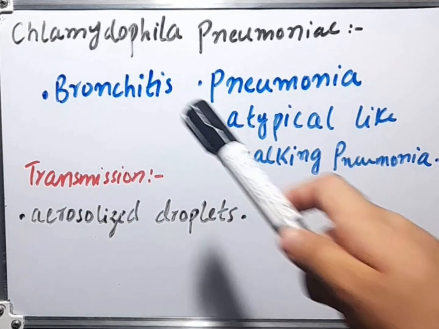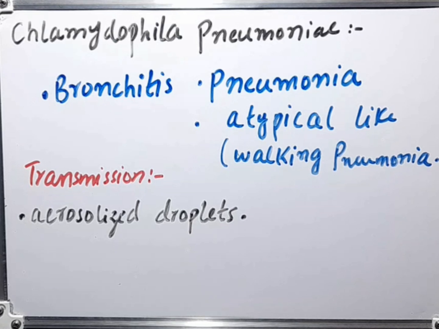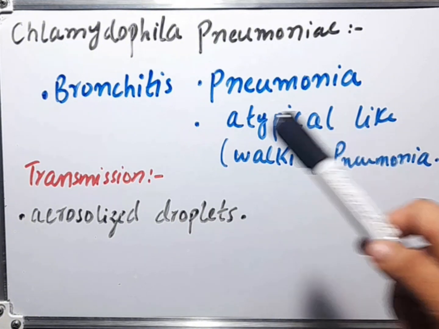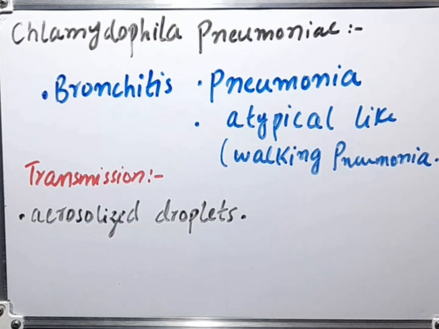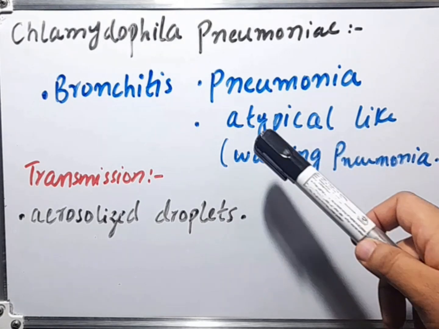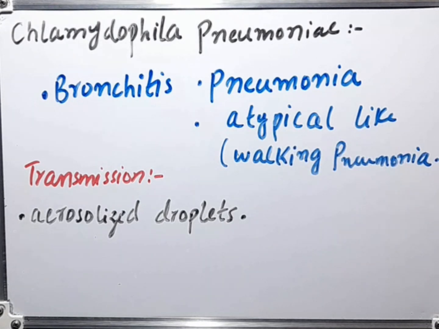Now we will discuss Chlamydophila pneumoniae. It can cause upper and lower respiratory tract infections. Transmission can occur through aerosolized droplets. It can cause bronchitis and pneumonia, specifically atypical pneumonia. Atypical pneumonia is also caused by Mycoplasma pneumoniae, known as walking pneumonia, which is the least severe.